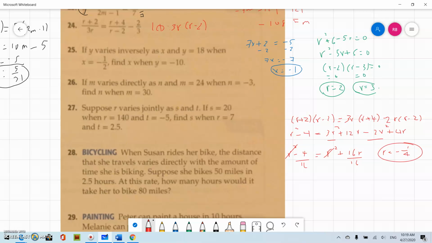Okay, let's check if that's true. And when I checked, they are the same, so the answer for number 24 is negative 1/4, or negative 0.25.